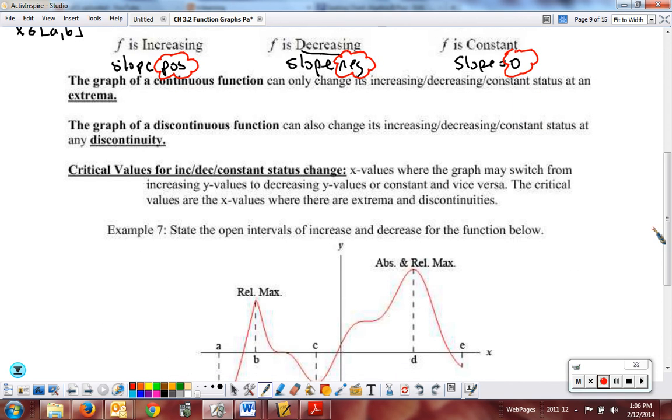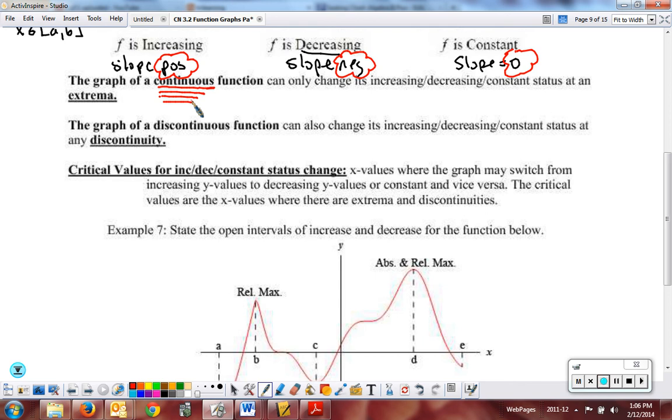You can only change your increasing, decreasing, and constant values at an extrema. And note I'm going to underline this word in that sentence. That's the graph of what kind of function? A continuous function. Okay? Which means I don't have anything weird like jumps and gaps and asymptotes going on. If it is continuous, the only time you can change between increasing and decreasing has to be at some kind of relative extreme.